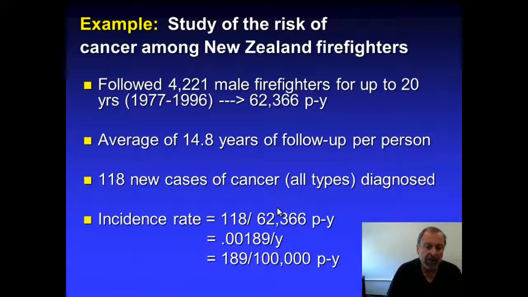So the calculation of incidence rate is very straightforward: it's 118 divided by the 62,000 person years, which actually comes to a fraction. It's 0.00189 per year, which is a very inconvenient number. So typically when we're expressing incidence rates, we express them in terms of per 100,000 person years. This is done so we can get rid of these confusing decimal points. If we have decimal points, people get the decimal point wrong. So it becomes much easier if you can express it as an integer, and usually a base size of 100,000 person years is convenient for that.